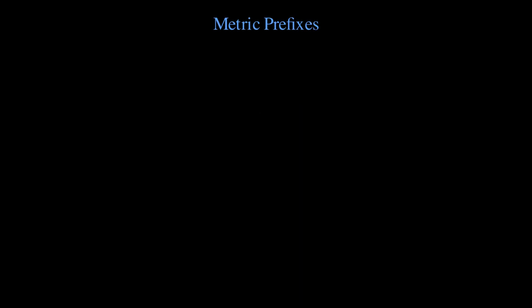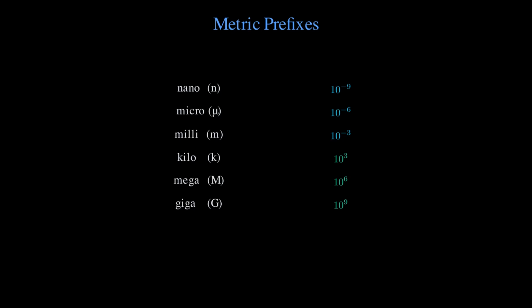What about very large or very small quantities? We handle those with metric prefixes. Nano means 1 billionth. Micro means 1 millionth. Milli means 1,000th. So 1 millimeter is 1,000th of a meter. Kilo means 1,000, so 1 kilogram is 1,000 grams. Mega means 1 million. Giga means 1 billion.